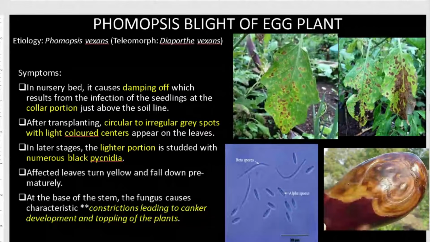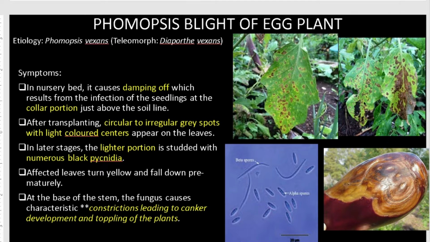So, Phomopsis vexans is the causal organism. Its teleomorphic state is Diaporthe vexans. We'll discuss the alpha and beta conidia of Phomopsis. When infection takes place at the nursery stage, it can cause damping off. That means it causes infection on the collar region, and there will be development of a brown colored streak on the collar region that will enlarge in size, and everything is girdled and the plant will topple over.